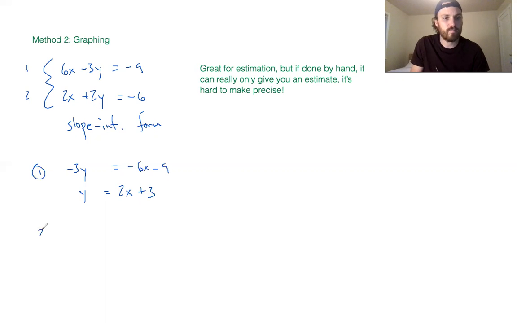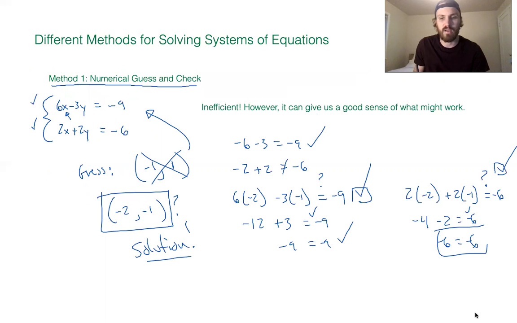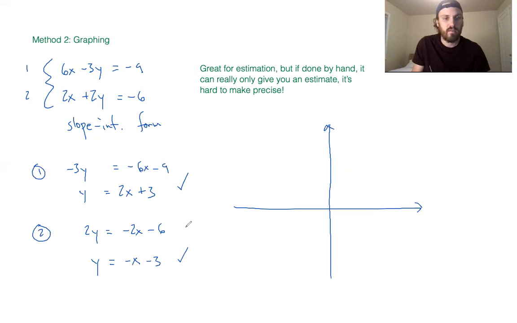Now the second equation, I start with 2y equals -2x minus 6. So y is equal to -x minus 3 when I divide everything by 2. And now I'm in slope-intercept form. So let's go ahead and graph these two lines and see if we can confirm our answer, which we got back here, which was -2, -1. So this line has a y-intercept of 3 right there, and a slope of 2. So over 1 and up 2, down 2 and to the left 1. So it should look something like this.